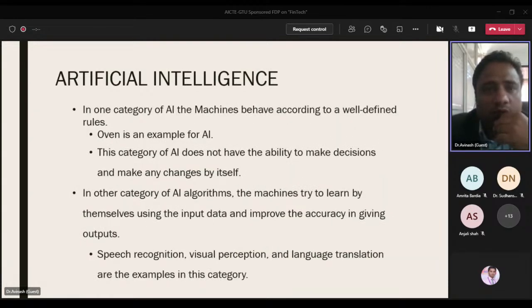So in artificial intelligence, we have one category of AI where the machines behave according to well-defined rules. This category does not have the ability to make decisions or make any changes by itself. Here we have to understand what kind of data we are training our machines on. Sometimes we can train our systems on a classification problem, where we say that this particular thing is like this, or not like this.